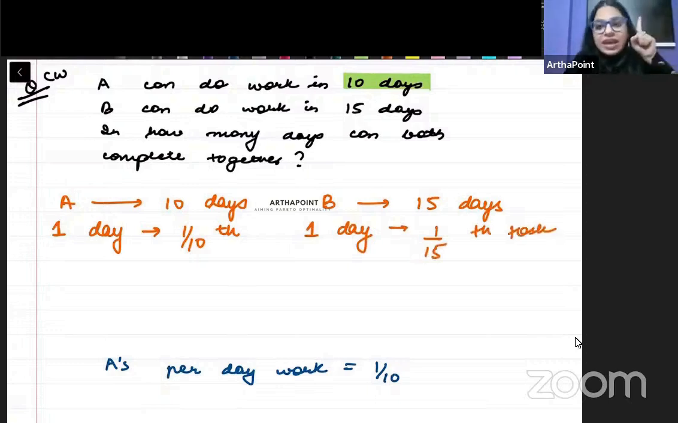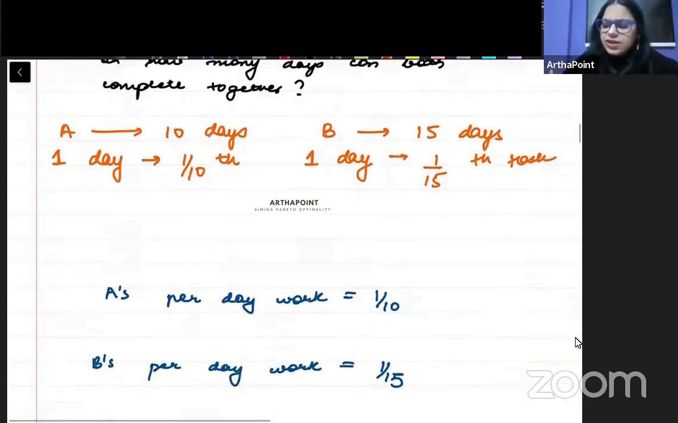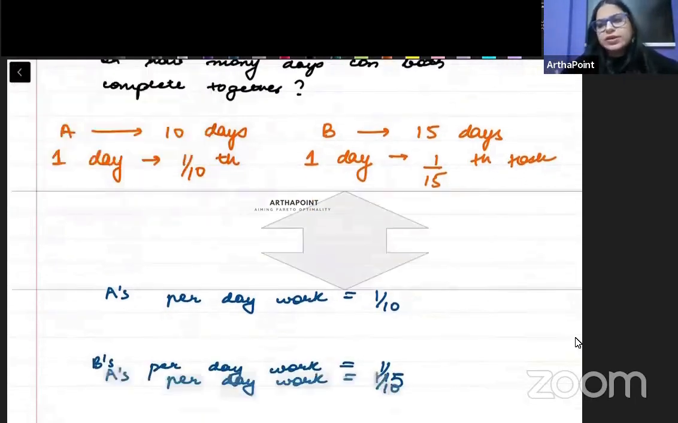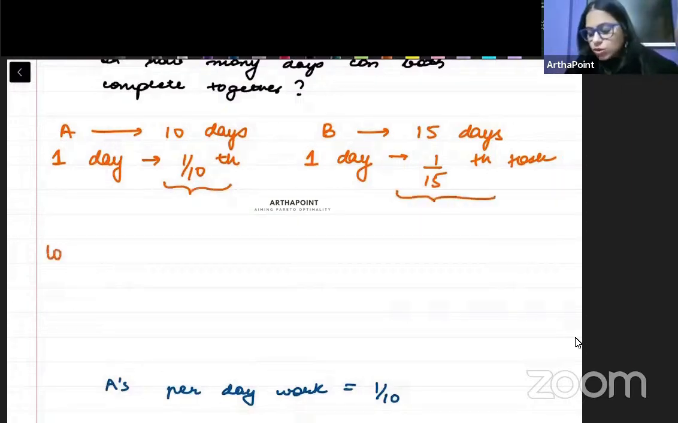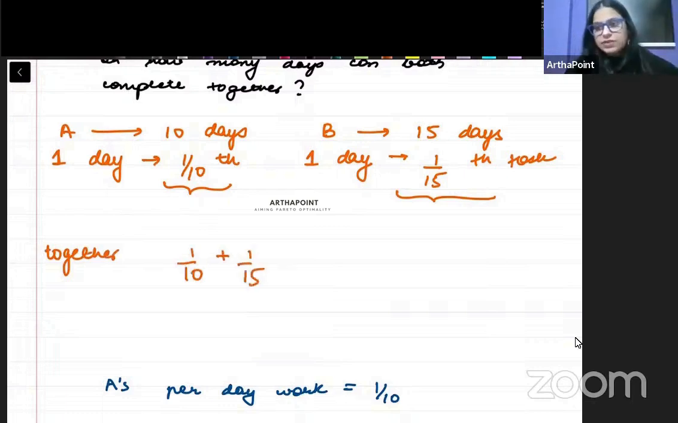Right? Now I am putting these two together. I am putting A and B together. How much task will A and B be able to do together if they sit together? In 1 day, A will do 1/10 of the task. In that same day, B will do 1/15 of the task. So together, A and B will do 1/10 plus 1/15 of the task in 1 day.